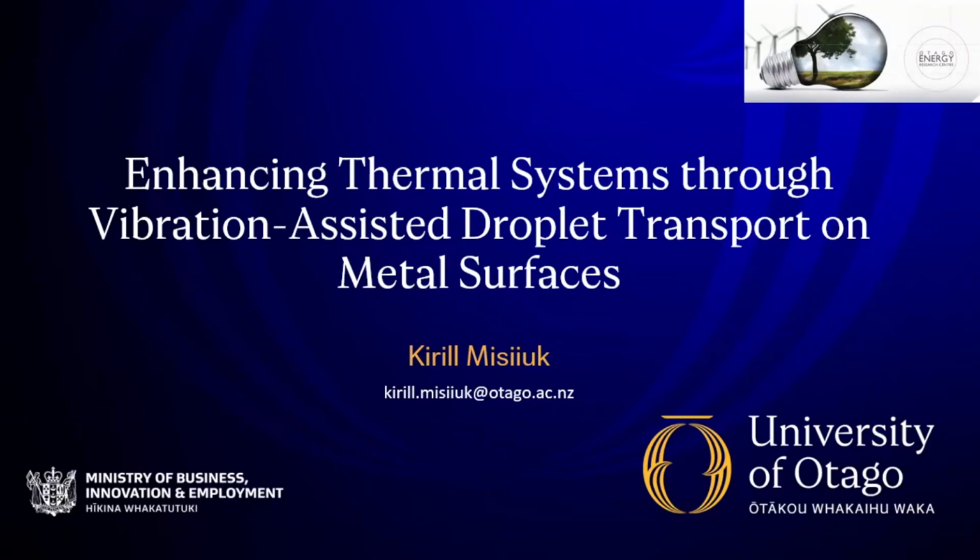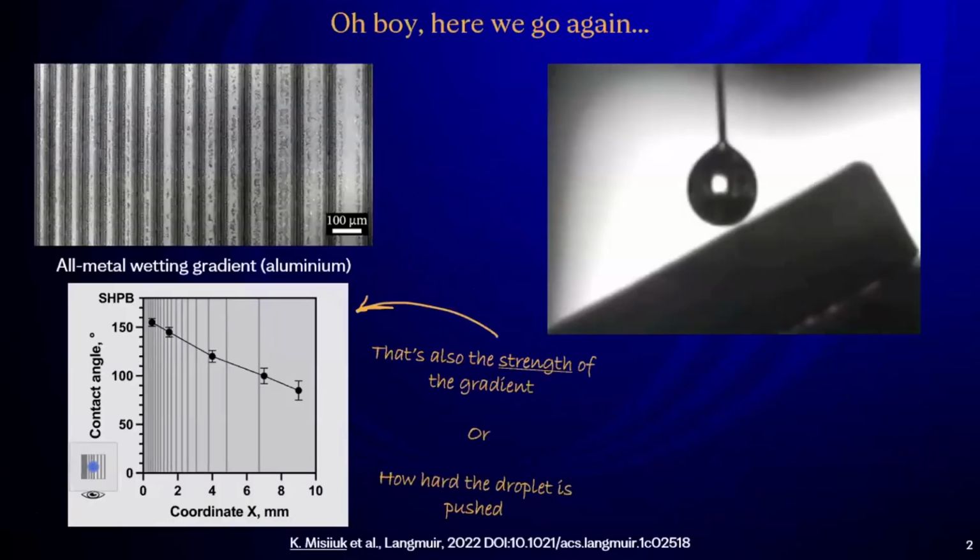So I'm going to bring you from the scale of a big country like New Zealand to the scale of a tiny, tiny droplet on a surface. For those who don't know what I'm doing, for the last 4 or 5 years we were trying to develop so-called wetting gradients. These are surfaces where wetting properties change as we go along the surface.